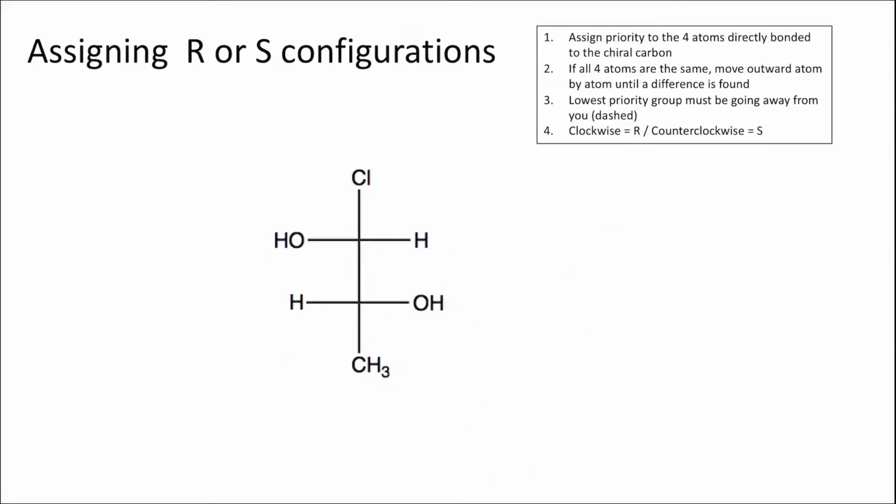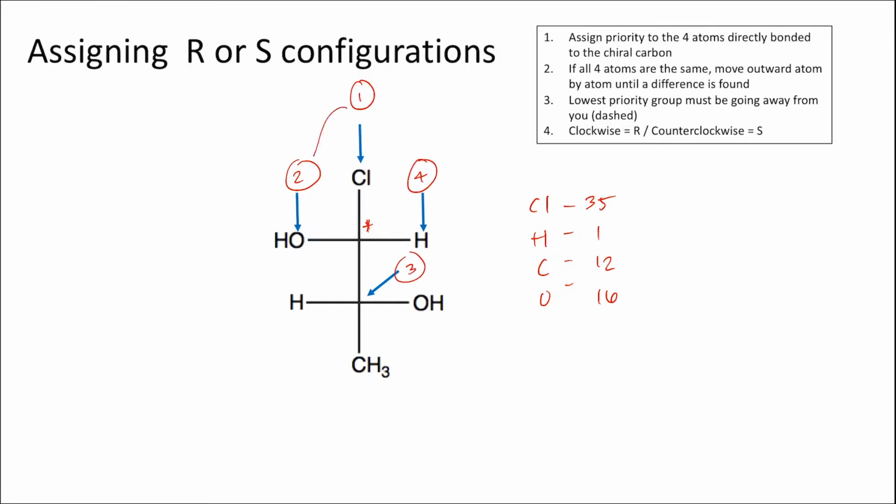R and S configurations can also be identified by using Fischer projections. If this is the chiral carbon that we are looking at, identify the 4 atoms directly bonded to it: chlorine, hydrogen, carbon, oxygen. When assigned by their weights, we see chlorine once again is the first priority, followed by oxygen, then carbon, and then hydrogen. Draw directional arrows. This is counterclockwise, indicating the stereochemistry is S.